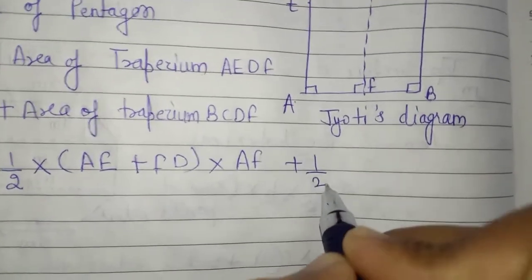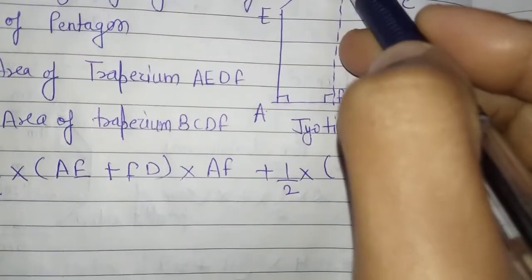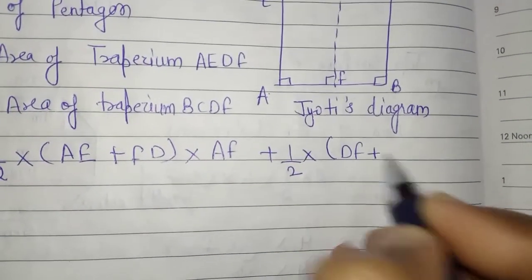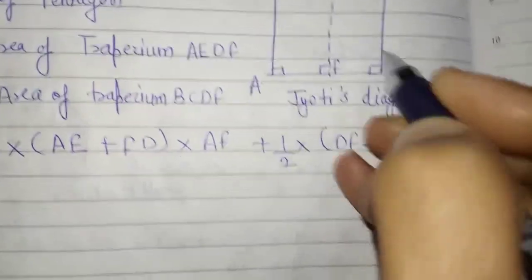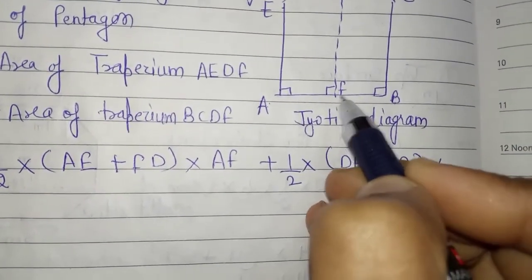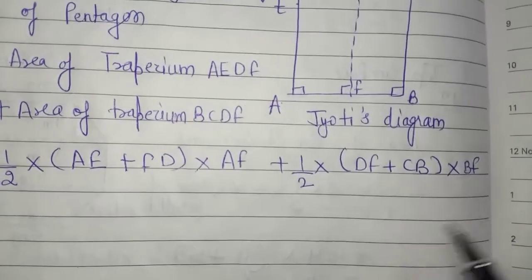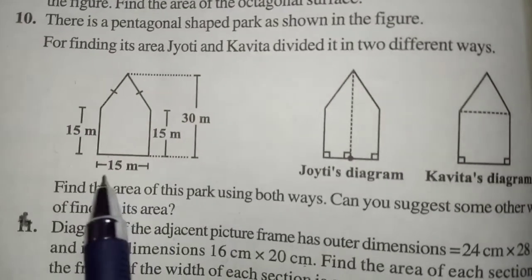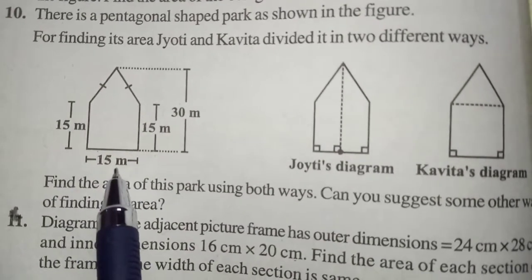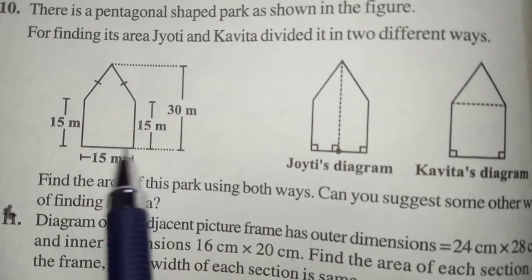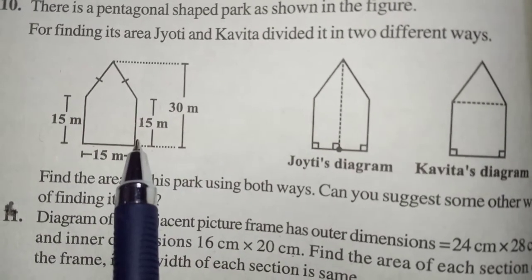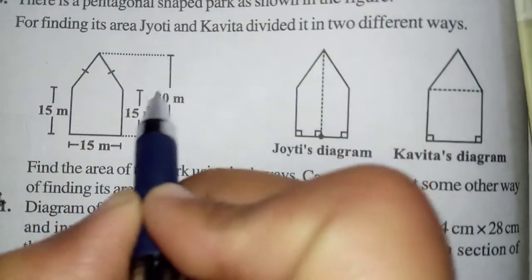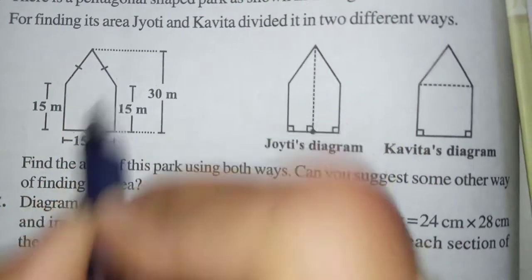Plus 1 by 2 multiply. Now parallel sides in this trapezium, this DF plus CB, multiply by height. Height is BF. Now the values are also given. The height is 15 meter and the parallel sides are 15 meter and 30 meter is the second.